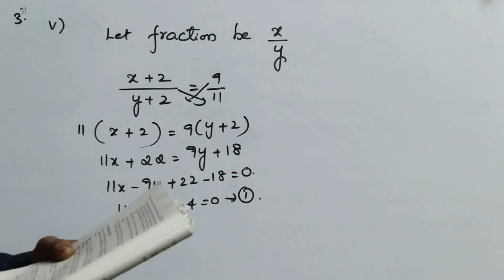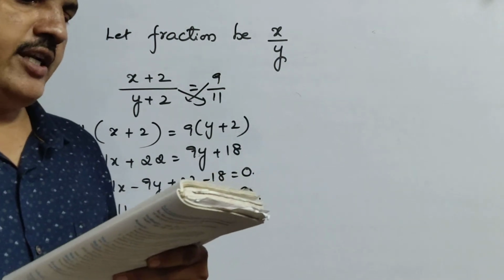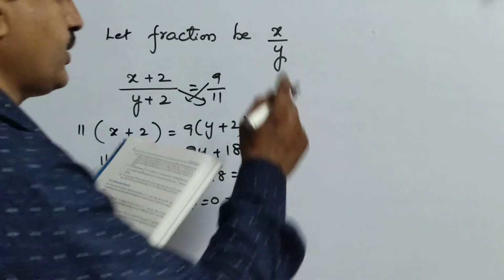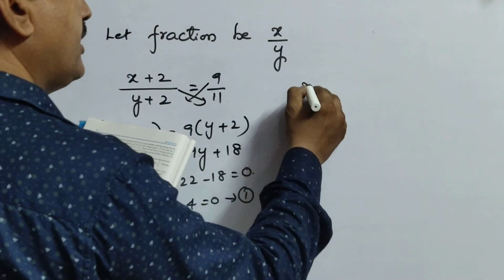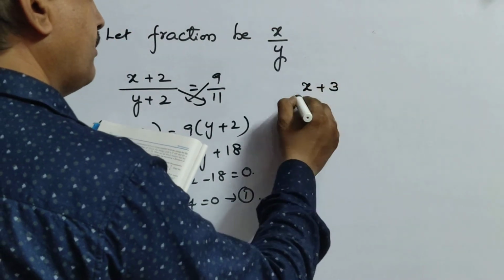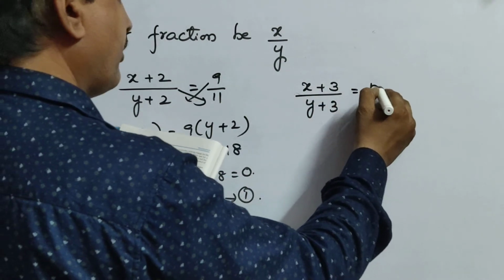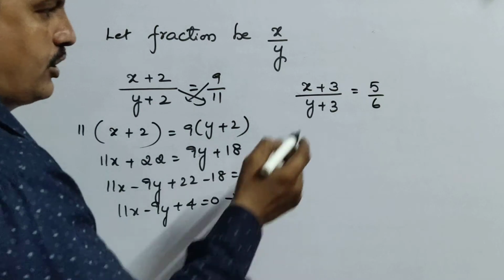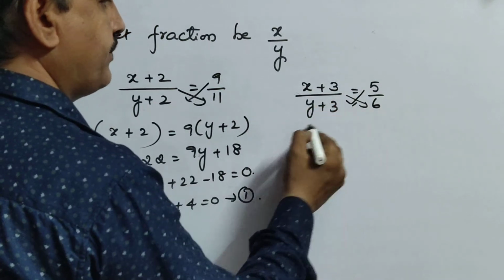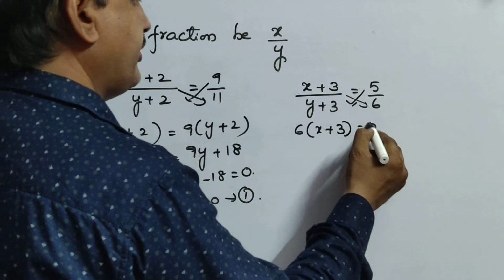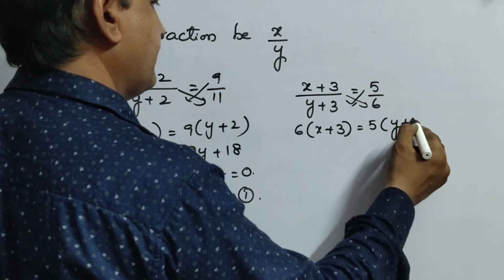Okay. Next, if 3 is added to both the numerator and denominator, it becomes 5 by 6. That means for the same fraction, 3 is added. So x plus 3 by y plus 3, then the fraction became 5 by 6. Now do the cross multiplication, children. 6 into x plus 3, equals 5 into y plus 3.